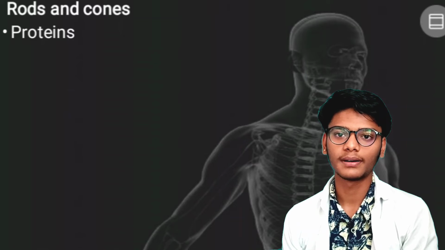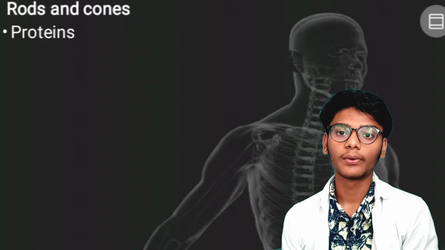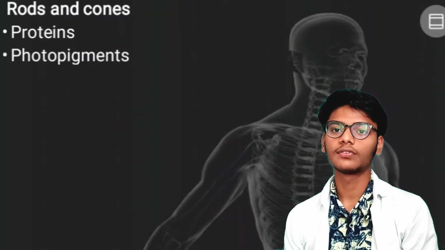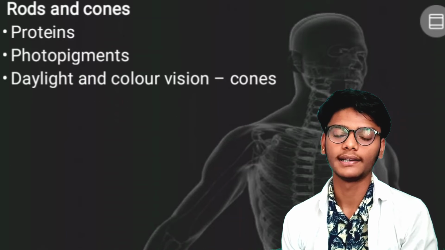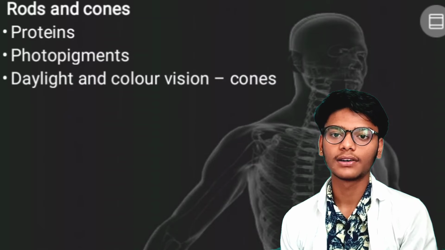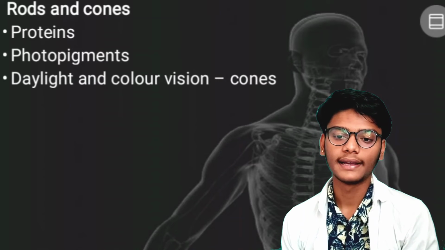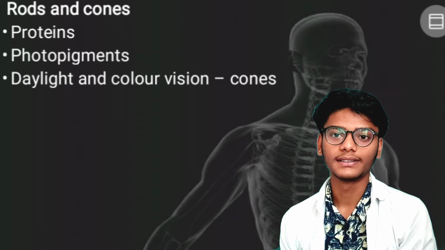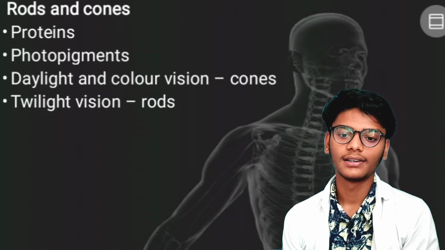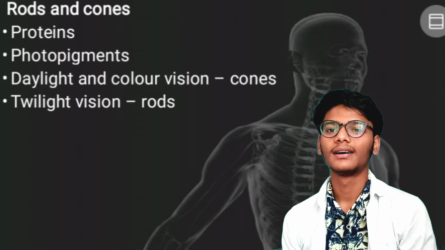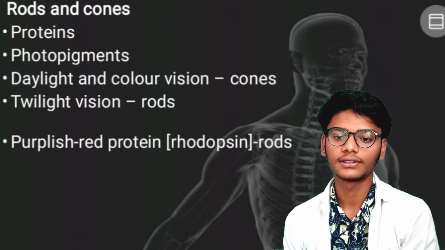Rods and cones are proteins present in the retina, the innermost layer of the eye. These are the photopigments which will capture the light. Day and colored vision is a characteristic of cones. Cones are activated in daylight, so at night they can't see the object, only in daylight. Twilight vision is the function of rods. Dim light, or less light, is the function of rods.